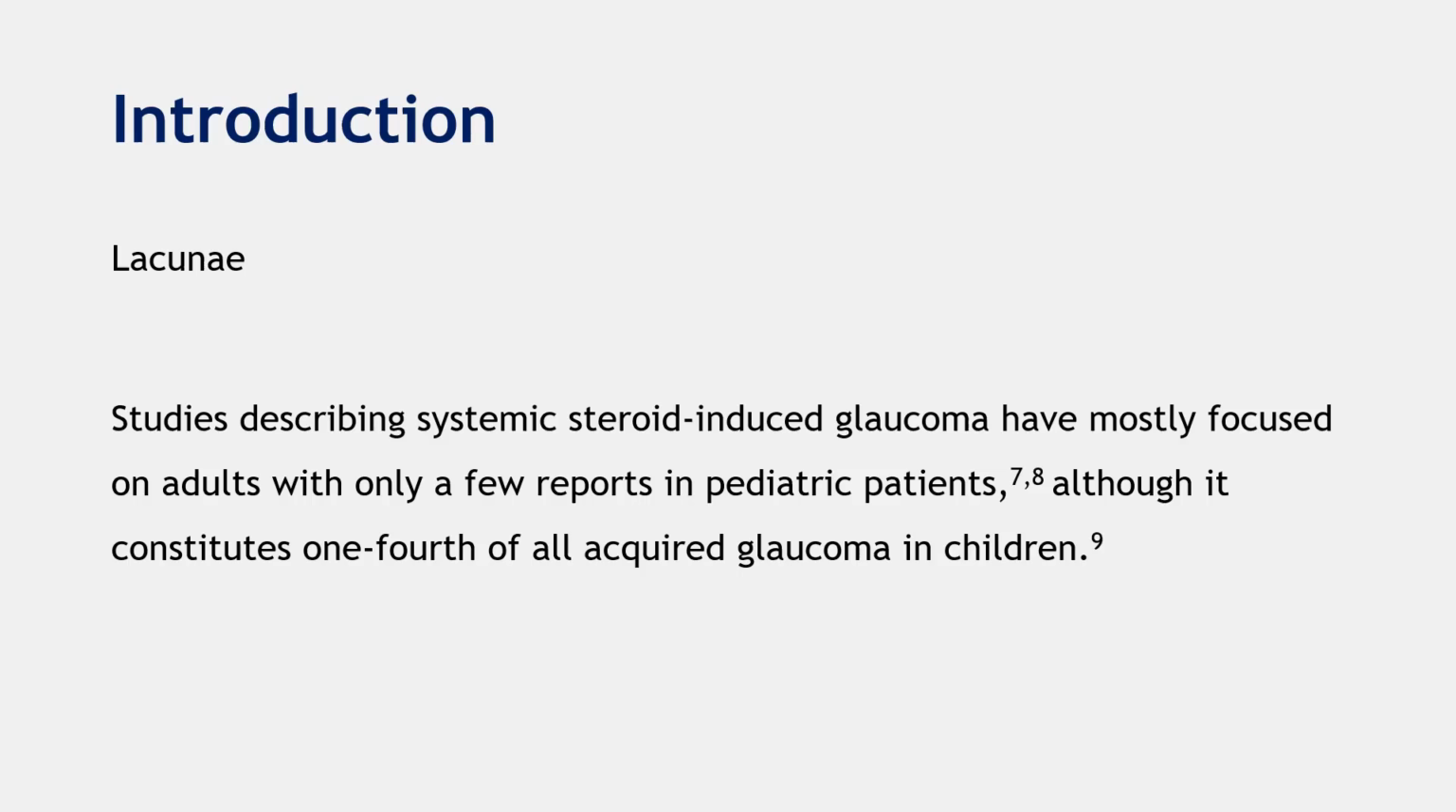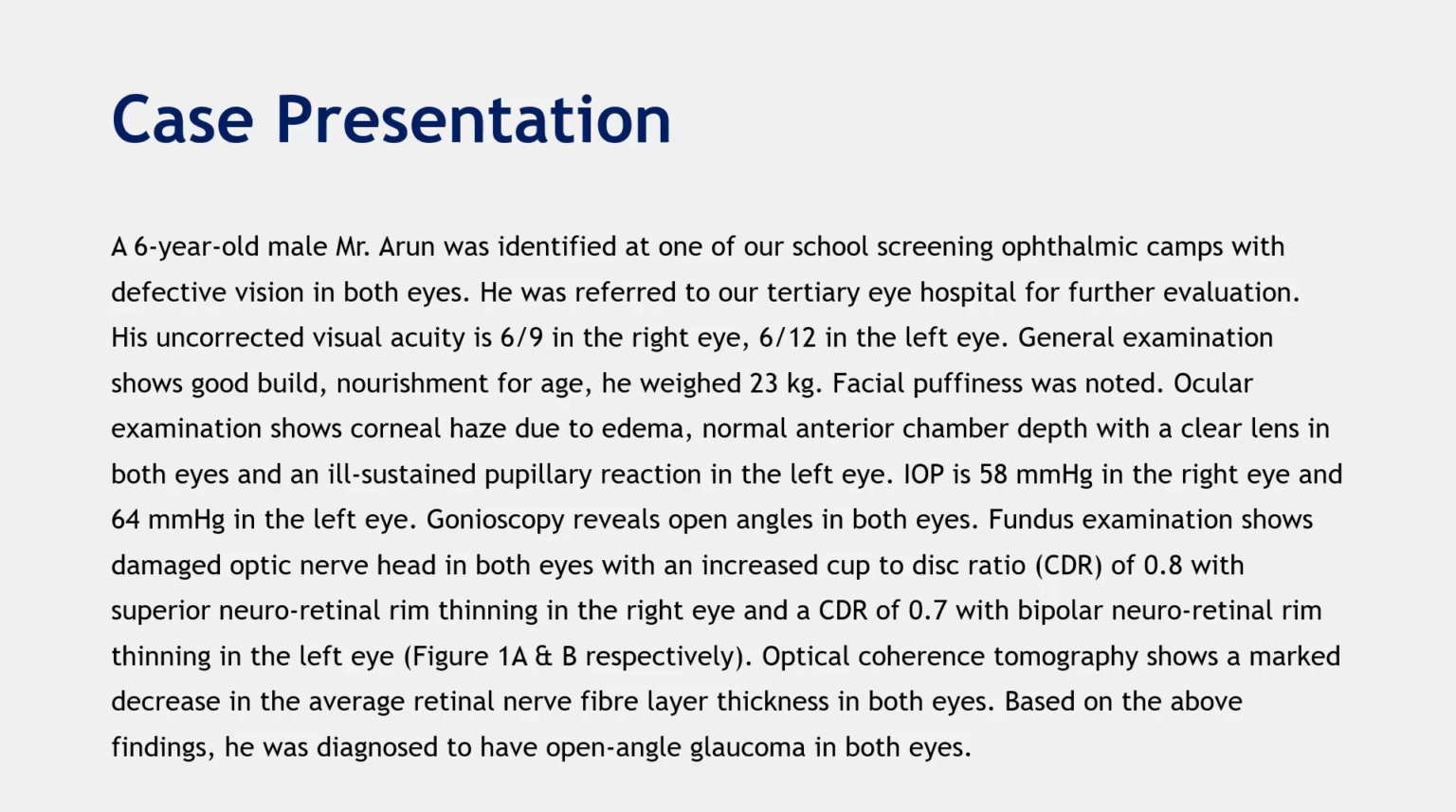Now we'll go through the second paragraph. This is a large paragraph of the case presentation. Again, I'll read it through and you can follow along with me. This is a 6-year-old, and tell me what is wrong here. A 6-year-old male, Mr. Arun, was identified at one of our school screening ophthalmic camps with defective vision in both eyes. He was referred to a tertiary eye hospital for further evaluation. His uncorrected visual acuity is 6/9 in the right eye, 6/12 in the left eye.